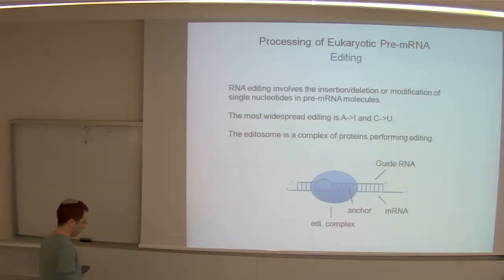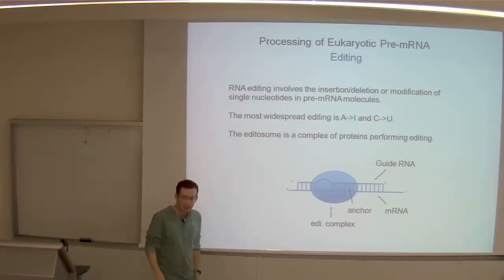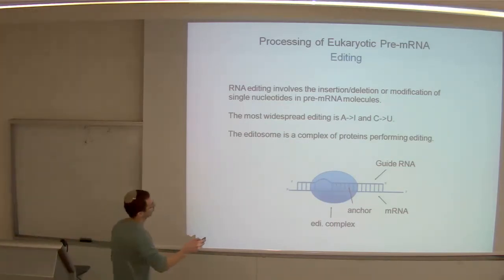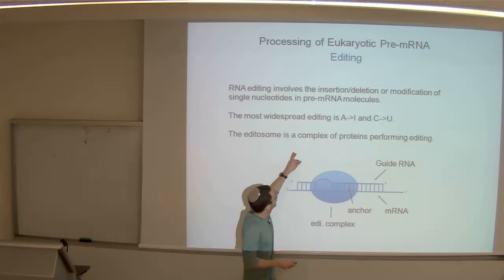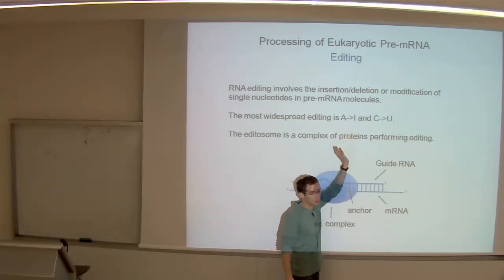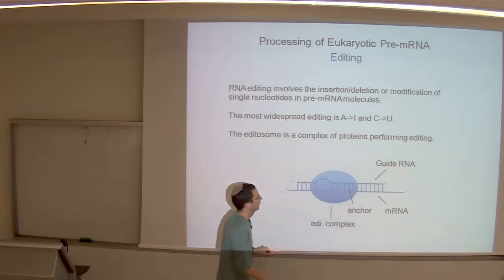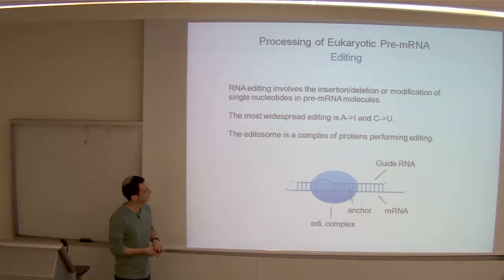Okay, now we move on to another mechanism that happens still in the nucleus, and we call it editing. So RNA editing involves an insertion or deletion or modification of a specific single nucleotide. The most common editing change is when you take an adenosine A and change it to inosine, I. We didn't mention it up till now, but I stands for inosine. And C to U. So these are the most common editing we see.